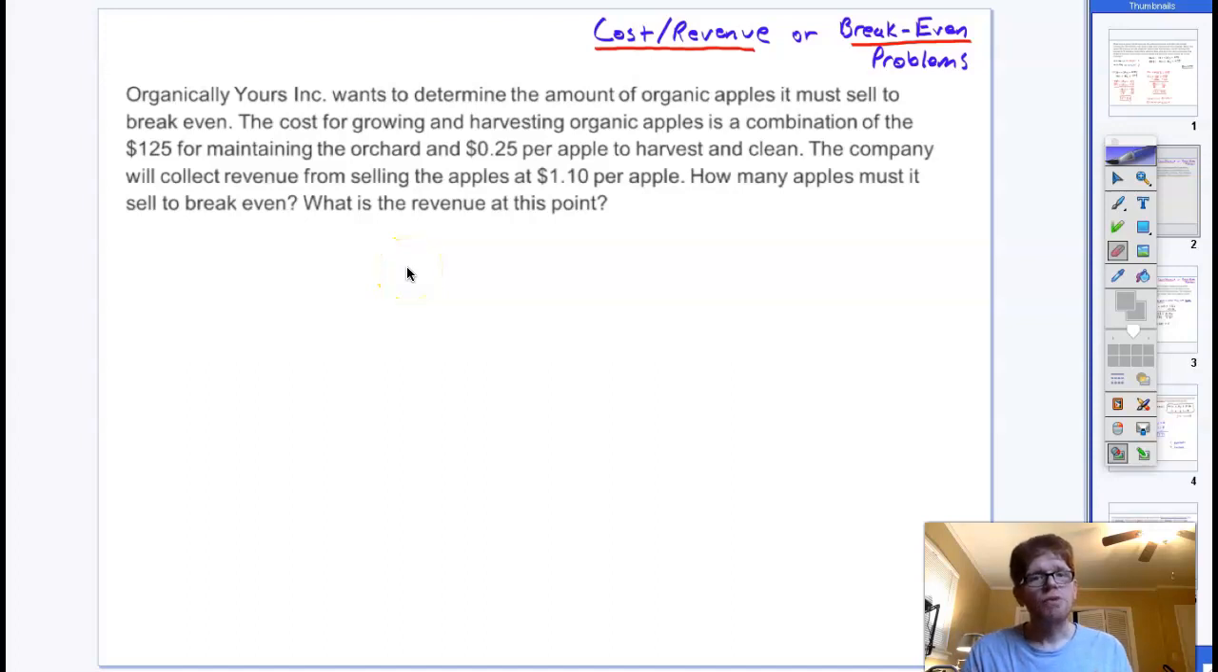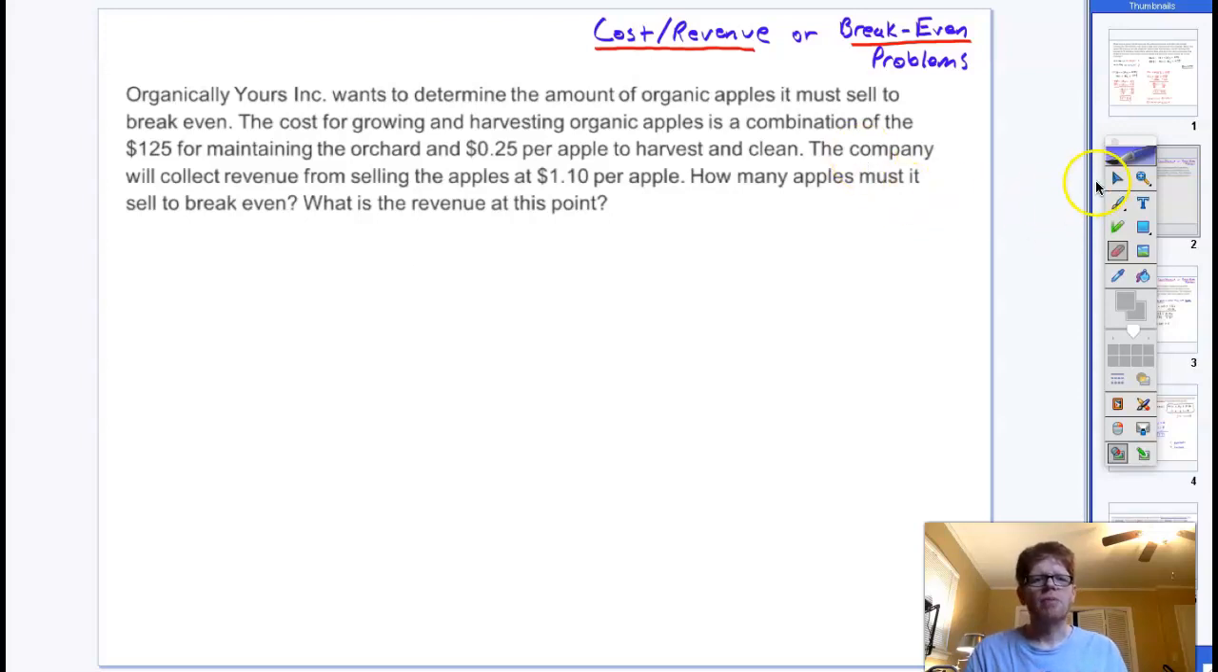So let's review our systems of equation word problems. Now there are three types of systems of equation word problems, at least three. The first of those that we're going to talk about is a break-even problem. And we're going to talk specifically about a particular kind of break-even problem called a cost revenue.